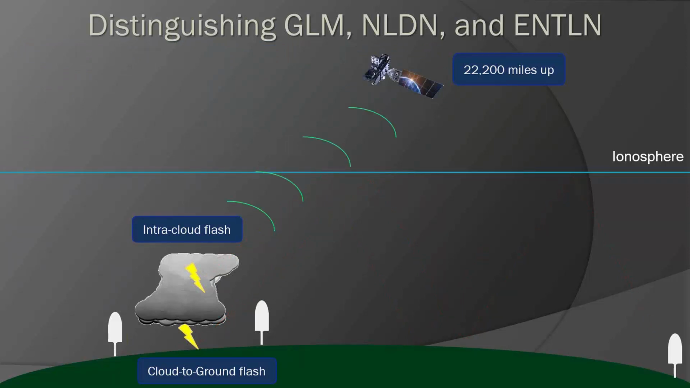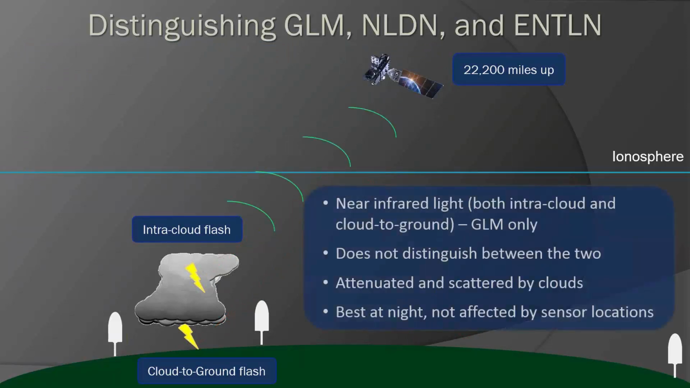And then lastly, we have the Geostationary Lightning Mapper. This is using near-infrared light. Currently, the GLM is the only operational instrument working with this. It does not distinguish between cloud-to-ground and intracloud flashes, but it can observe both. Again, this is where we want to use NLDN and Earth Networks to do that distinguishing for you. There's going to be some attenuation and scattering by the clouds, and it's going to work best at night, obviously, because you're not dealing with solar reflectance. But the nice thing is it has a very uniform detection efficiency over an area.